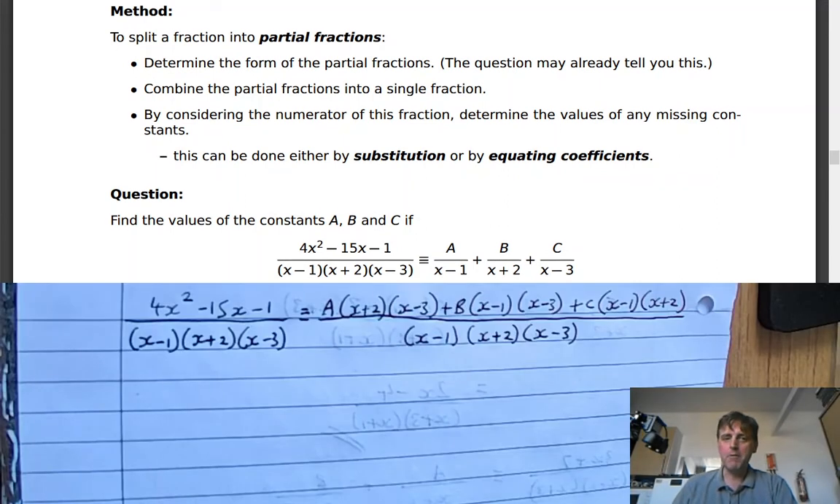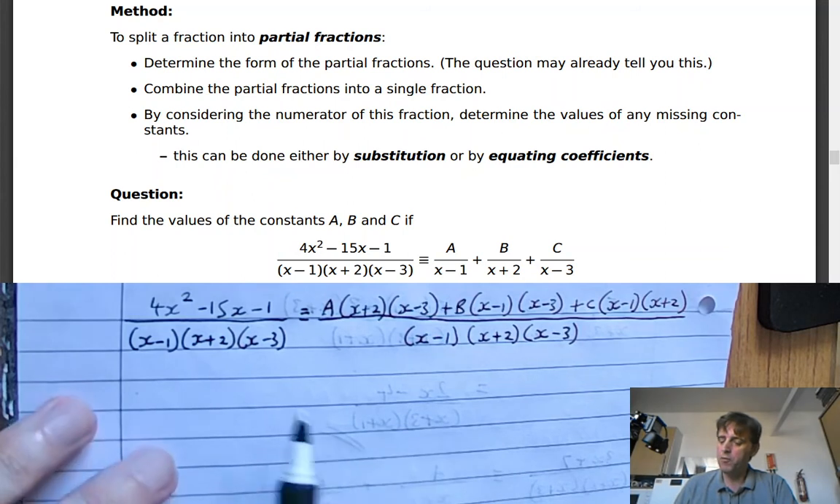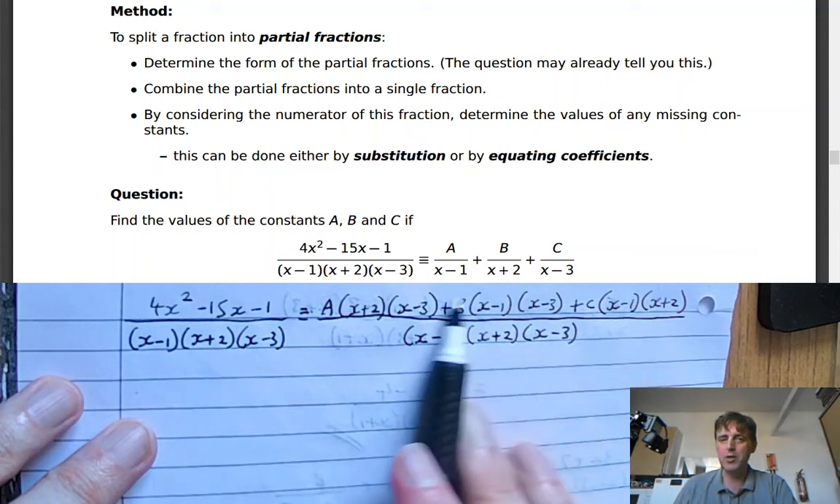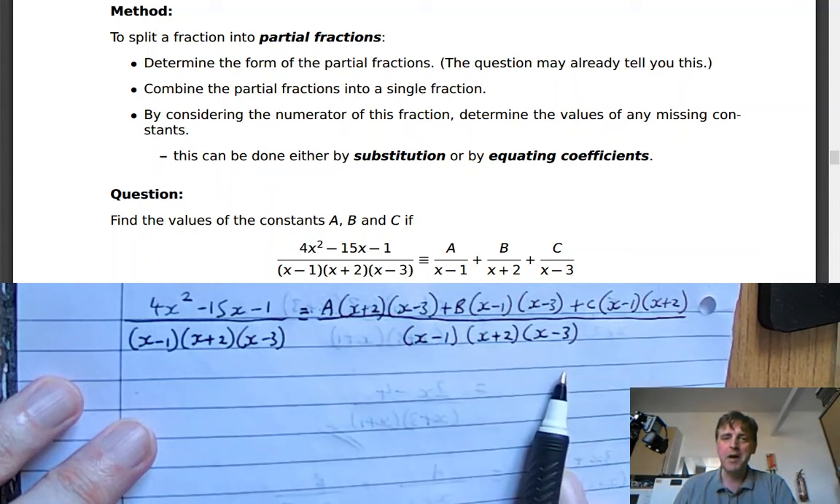Okay, let's see how we got on here. I've already made a start here where I've combined the 3 partial fractions on the right-hand side into a single fraction here. It looks pretty complicated and nasty, but that's what we've got. Hopefully you agreed with that.